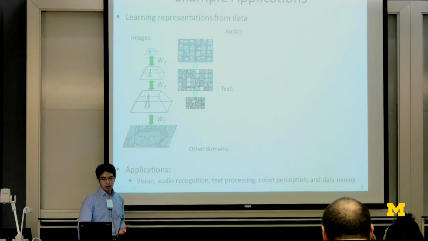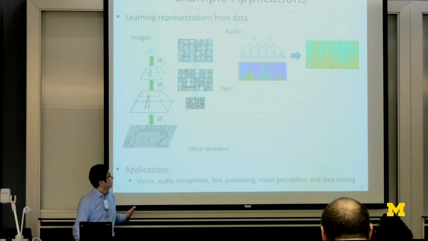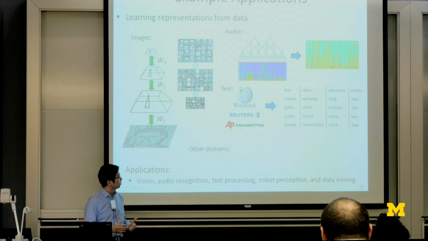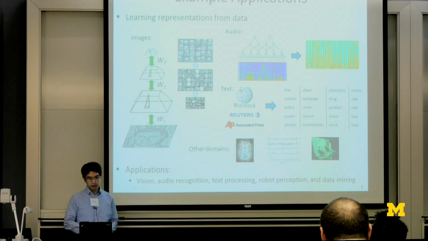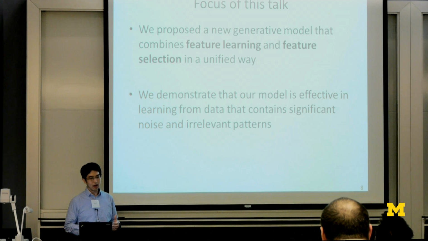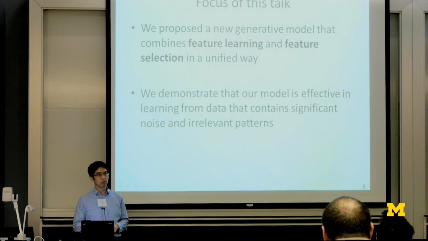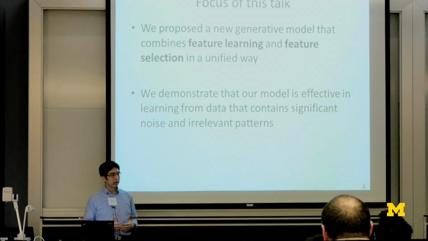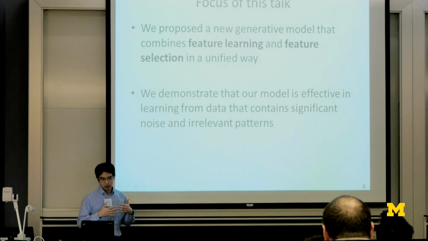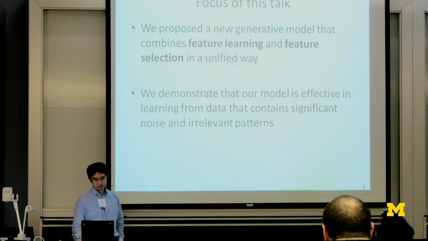This type of algorithm can not only be applied to images, but also to audio, to give some high-level dictionary elements. Or it could be applied to text, and it can give some kind of topic models. It can also be applied to medical or robotics data. In today's talk, I will focus on how we can combine feature learning and feature selection. This is a more challenging problem, because when we want to deal with data that has highly irrelevant patterns, we need to not just learn features, but also figure out what the important patterns are so that we can focus on them.